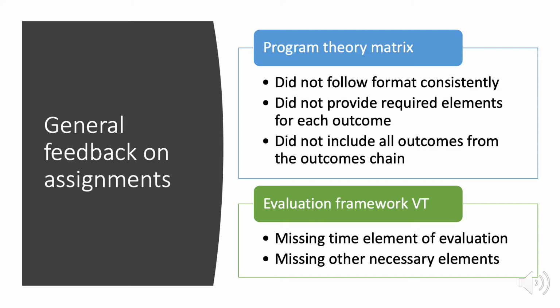In general, I wanted to give a little bit of feedback on the two assignments that were due this past week. For the program theory matrix, many of you did not follow the format that was recommended, did not consistently provide all the required elements for each outcome, and didn't include all of the outcomes from your outcomes chain. On the evaluation framework side, there was usually at least one element missing. Often that was the time element.